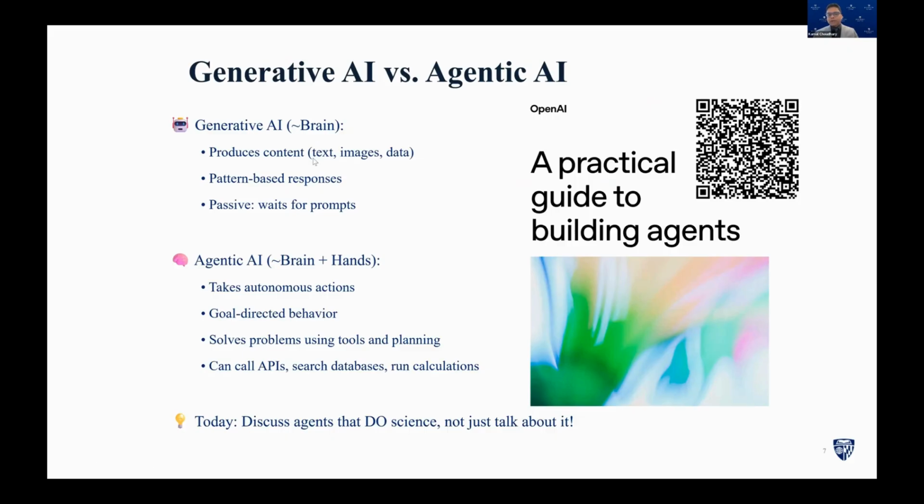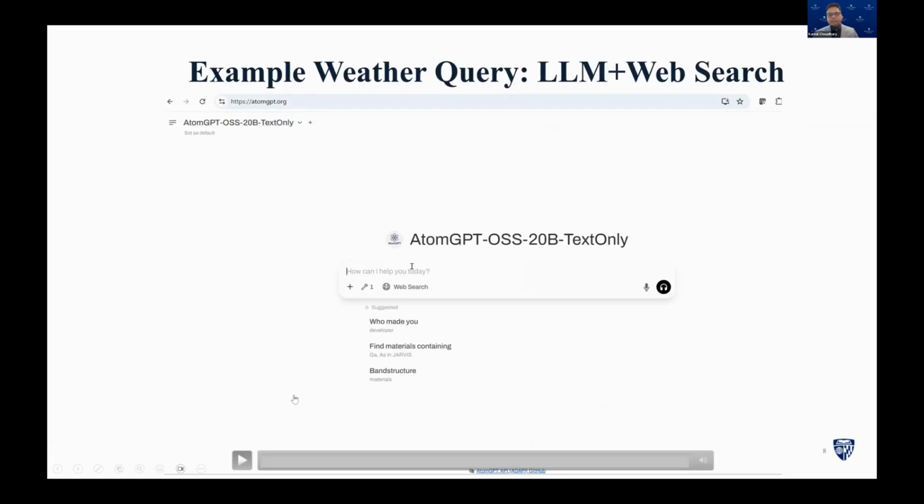You can consider this a brain, and this brain plus hands, where it actually takes action on your behalf, solves problems using tools and planning, calls APIs, application programming interfaces, databases, and runs calculations. Again, I would recommend you to take a look at this document here. Let me start with a very simple example.